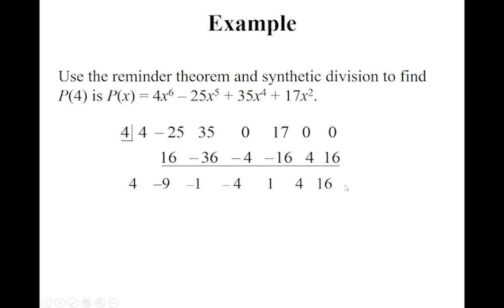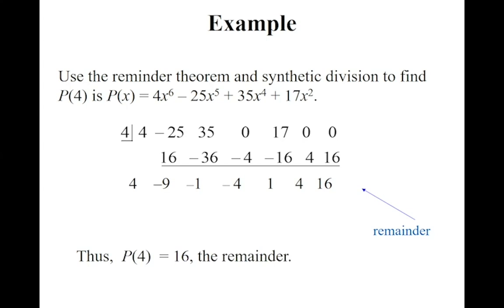So this last number we get, the remainder, is p of 4. That's remarkable. We didn't have to deal with all those huge numbers, 4 to the 6th, 4 to the 5th, 4 to the 4th, multiply by 4, 25, 35. We were able to do synthetic division on 4, get the remainder, and have that be the answer. Thus, p of 4 is 16, the remainder. And that is it for this topic.